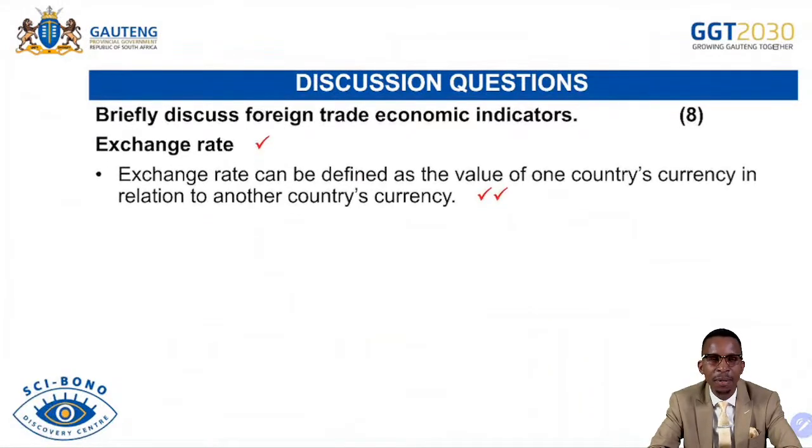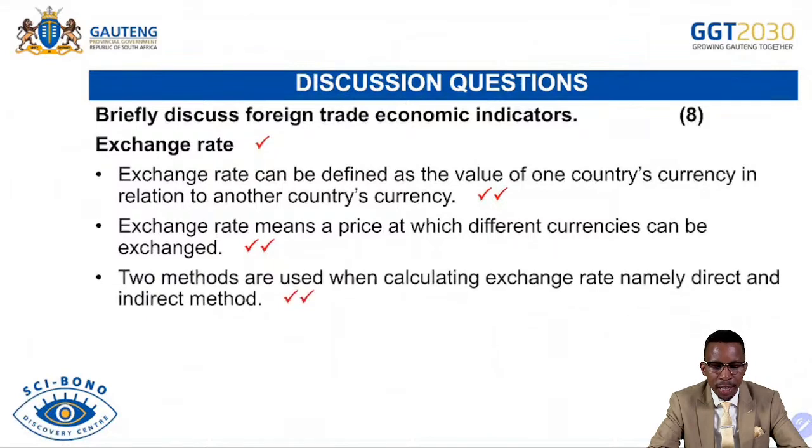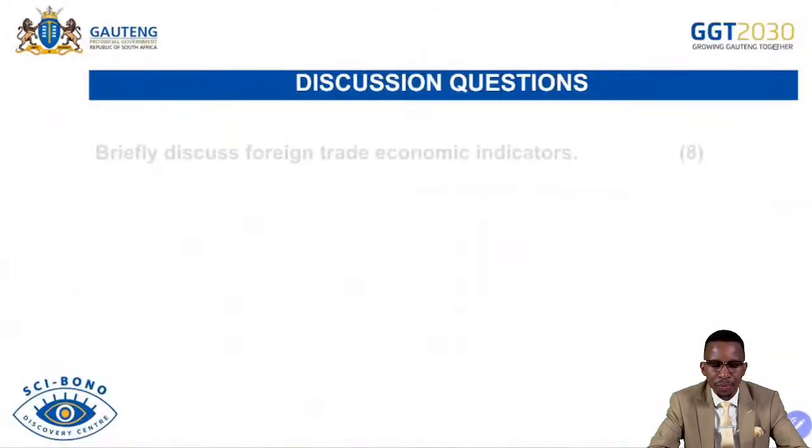Exchange rate can be defined as the value of one country's currency in relation to another country's currency. Exchange rate means the price at which different currencies can be exchanged. Two methods are used when calculating exchange rate, namely the direct and the indirect approach. And then we continue.